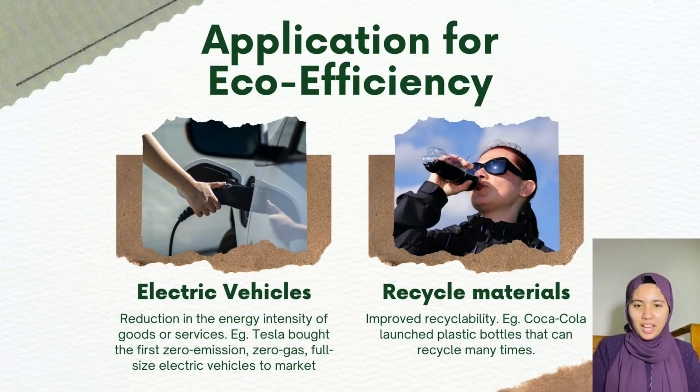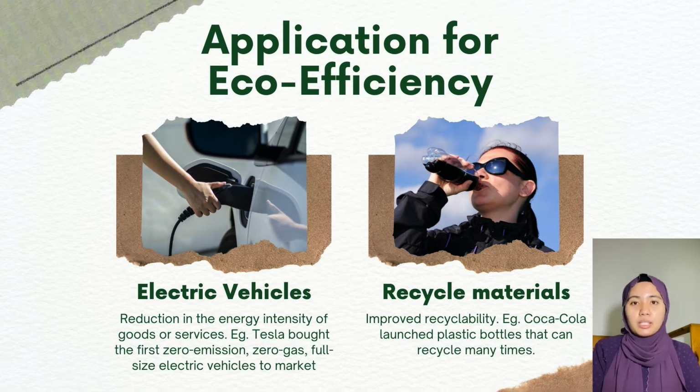An example of eco-efficiency application nowadays is electric vehicles. Eco-efficiency is the reduction of energy intensity of goods. So we know Tesla manufactures the Model S, the first zero emission, zero gas, full-size electric vehicle on the market. This is estimated to save 5 million gallons of gasoline and prevent 52,000 metric tons of carbon dioxide emissions annually.